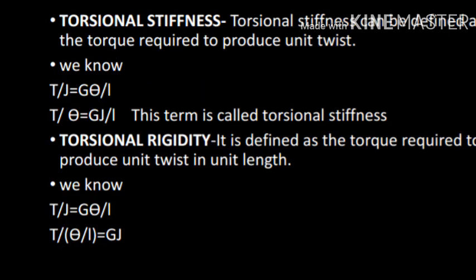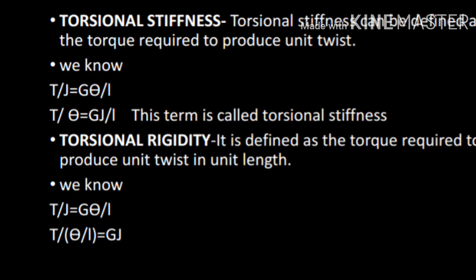Now here are some small definitions related to the torsion. First one is torsional stiffness. It is defined as the torque required to produce unit twist. We know the formula T by J equal to G theta by L. We can write it as T by theta equal to GJ by L. This term T by theta is known as torsional stiffness, or we can say the torque required to produce 1 degree of twist is known as torsional stiffness.